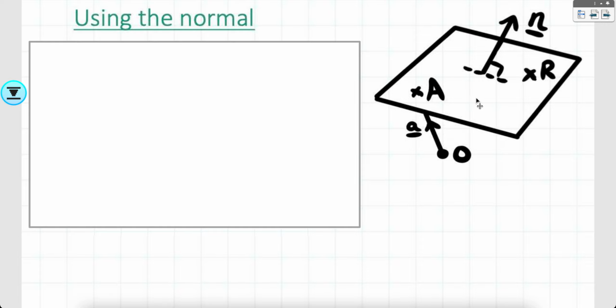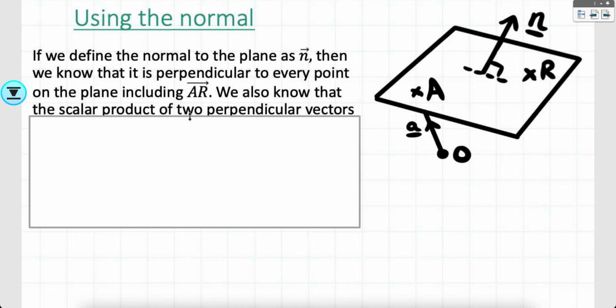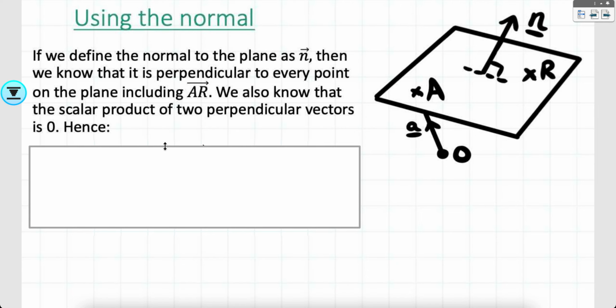Well, if I'm given something that's normal to the plane and a point on the plane, how would I actually solve this? If we define the normal, we know it's perpendicular to every point on the plane, including AR, this arbitrary R that we're going to pick. So we know that if we take the scalar product of two perpendicular vectors, the answer is going to be 0. This is where the scalar product is helpful.